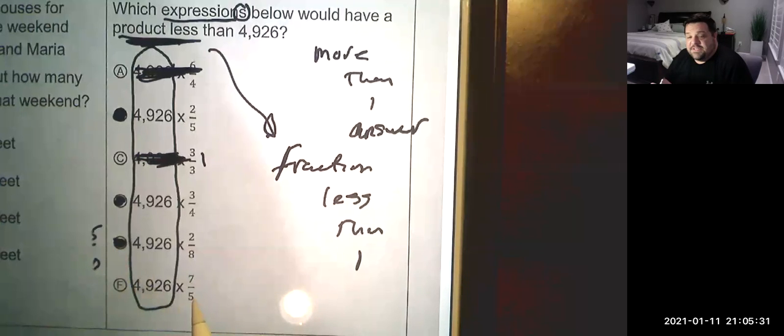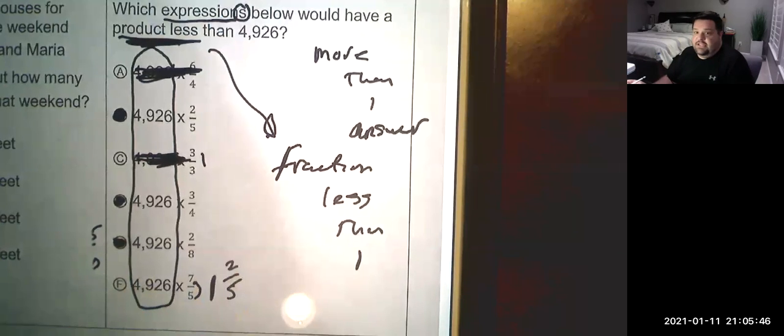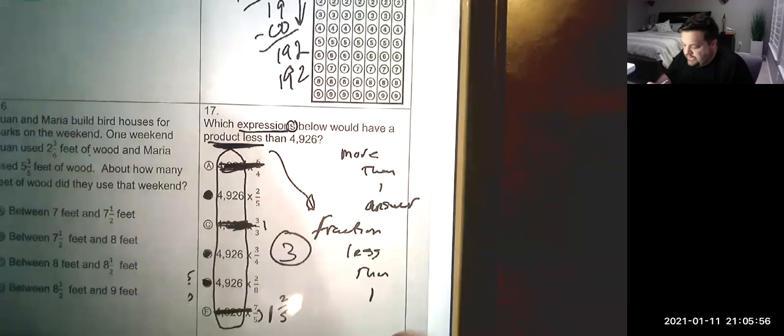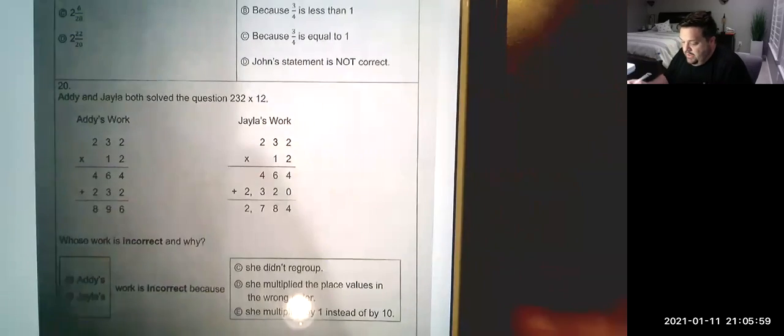And 7/5 is bigger. I need you guys to understand 7/5 is bigger because you got to put this 5 into the 7. It goes one whole time, and then you have 2 left over. So this is 1 2/5. It's not a fraction less than 1, right? So that one doesn't make sense. So there were 3 answers here. When it says expressions or select all, you've got to look at every single choice or you'll get it wrong. All right, last 3.